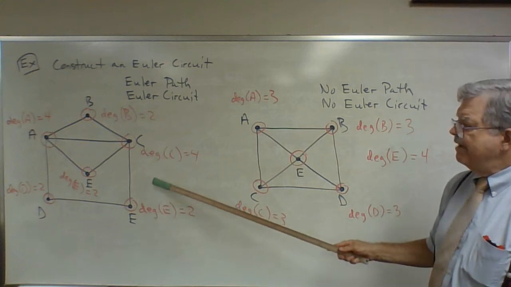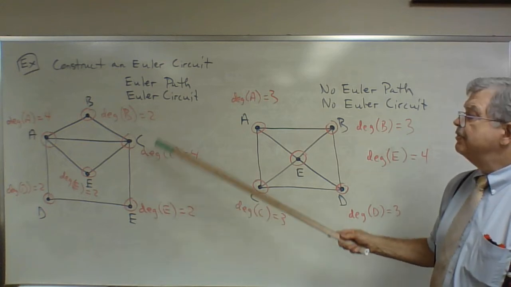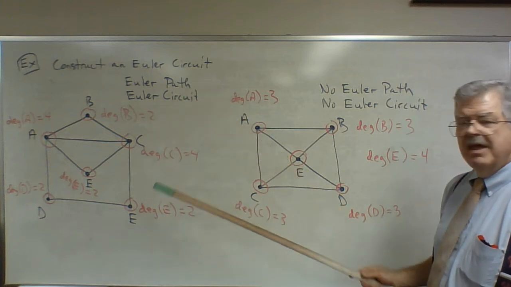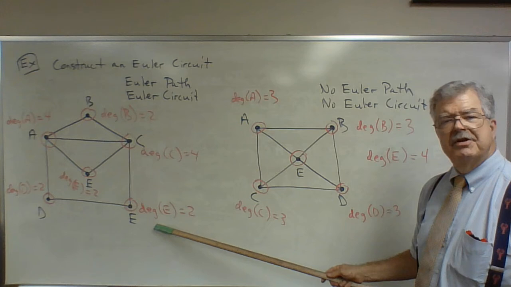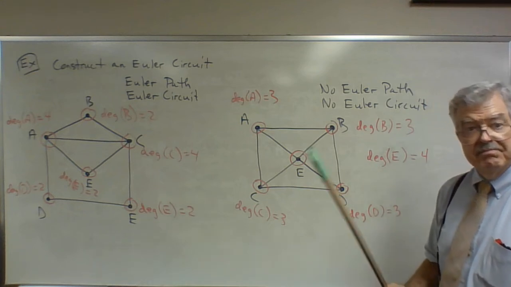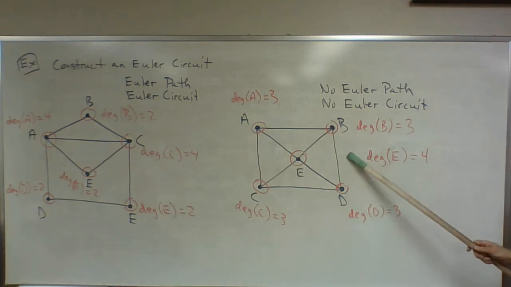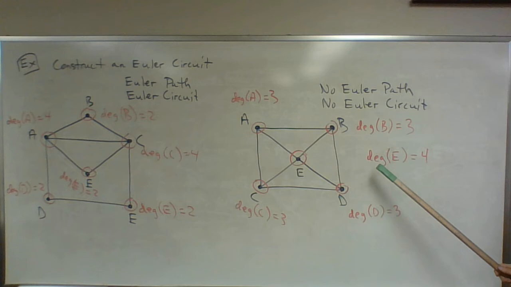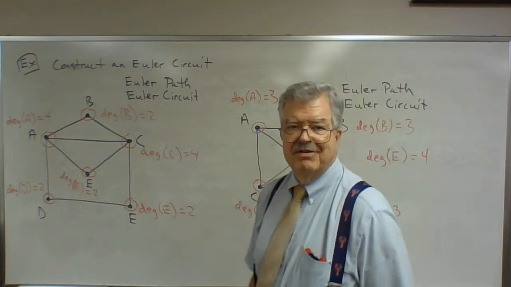With this graph, we could draw an Euler circuit, we could draw an Euler path. And it has something to do with the degree of the vertices. With this graph, we couldn't draw an Euler path, we couldn't draw an Euler circuit, we couldn't do anything. And it has something to do with the degree of the vertices. Do you see it?